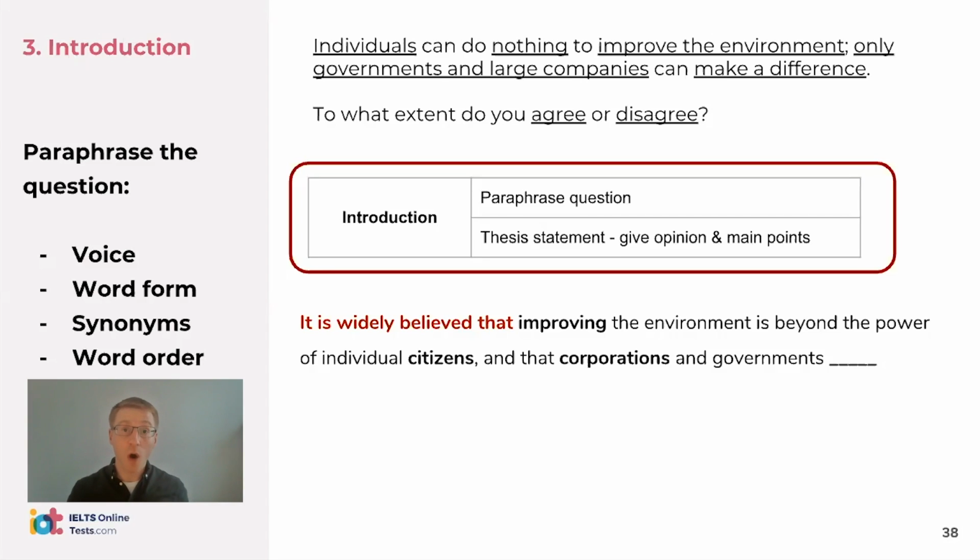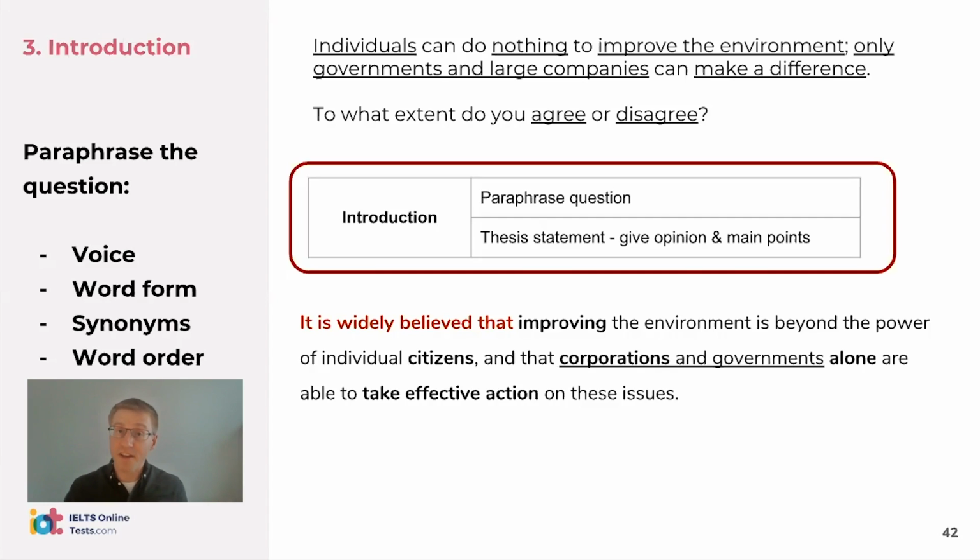Here, instead of saying only, I've used the word alone. And instead of make a difference, I've used the synonym take effective action. Finally, I've also changed the word order by saying corporations and governments instead of governments and companies. Using these 4 techniques, the first sentence in your introduction will have the same meaning as the question statement, but it will be written in your own words.